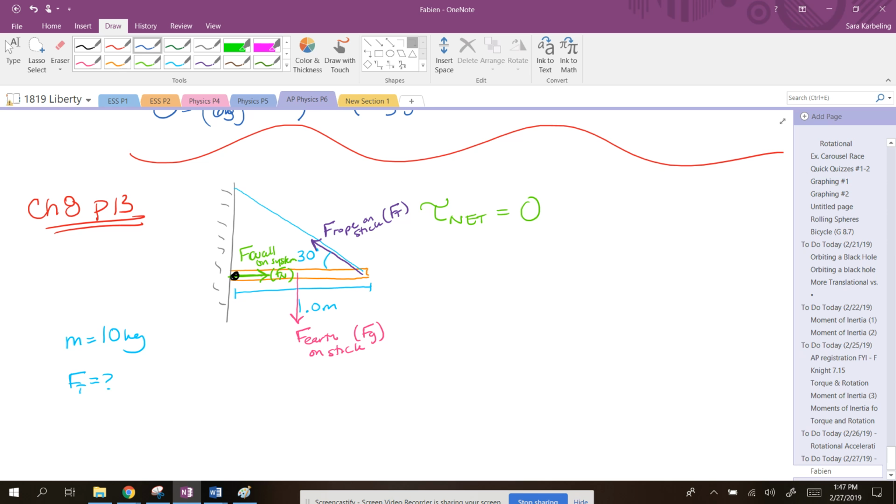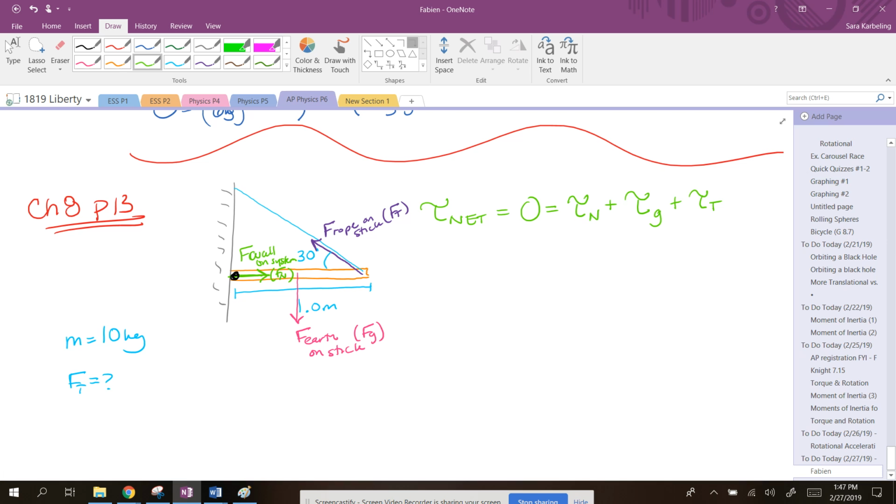We can write down our torque net equation, right? Once you've got your forces, you can write down your torque net equation. So let's do it. Every force has a torque associated with it, right? So I've got the torque from the normal force. I've got the torque from the gravitational force. And I've got the torque from the tension force. Okay?